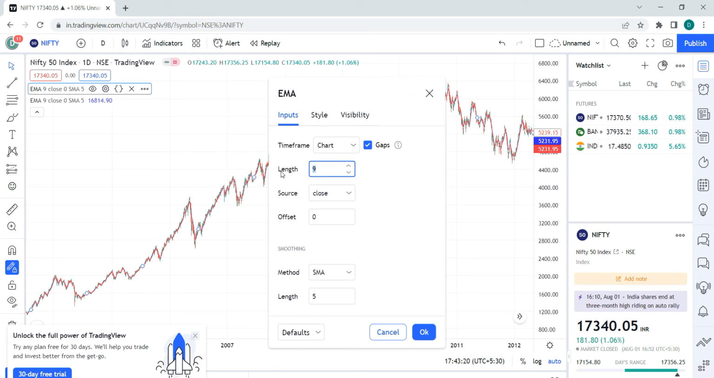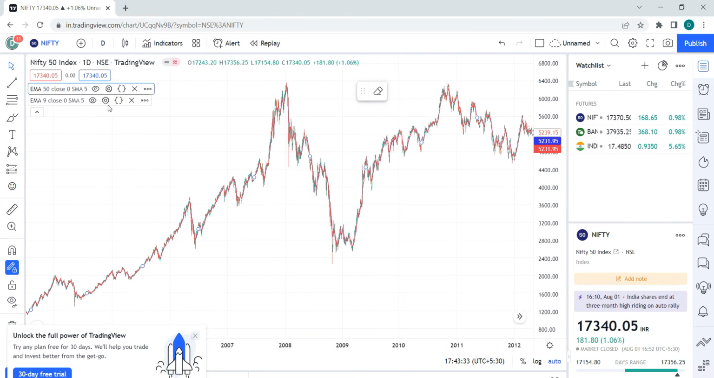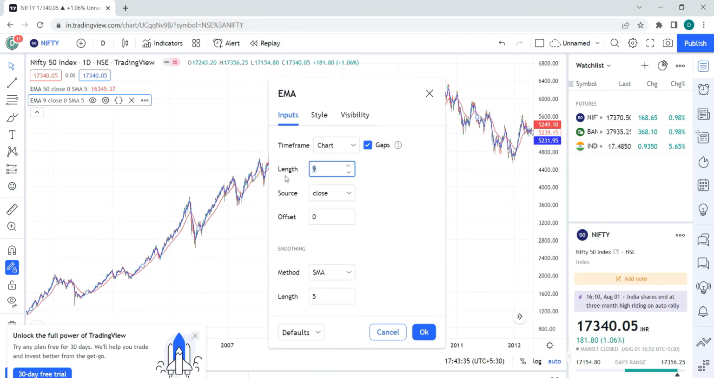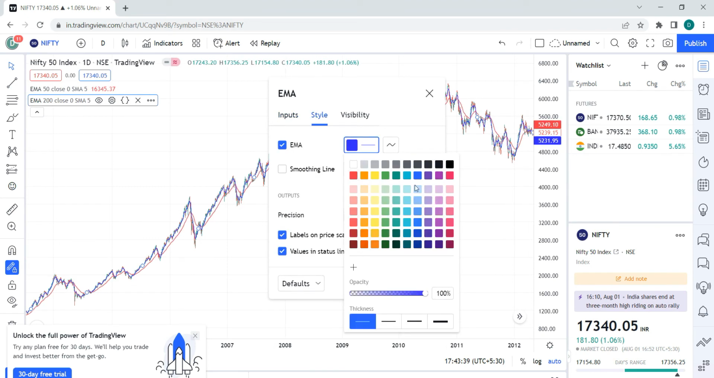One is a 50 moving average, and the other one is a 200 moving average. So we'll plot the first one, that is 50, and we are also changing the second one to be 200, and we are giving this, say, this color.